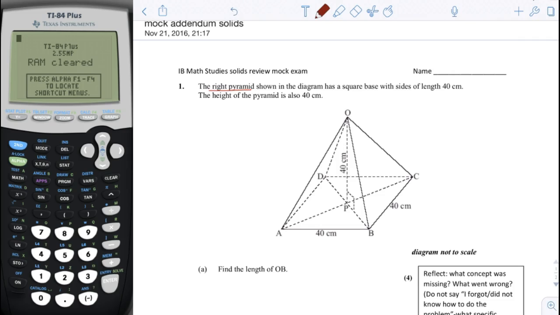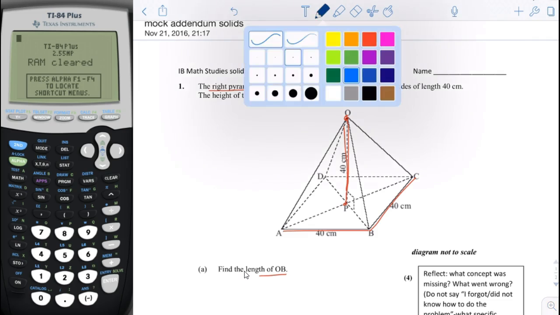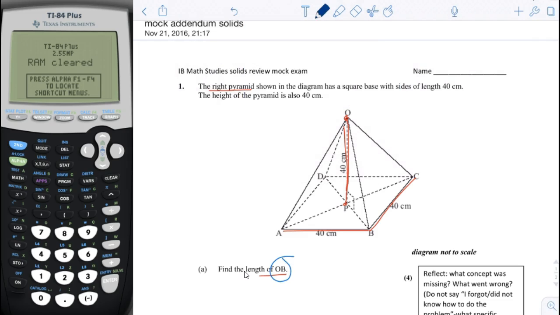A right pyramid means that the apex, or the highest point, is directly over the middle of the base. So you can see that from the diagram, even if you don't understand what right pyramid means. This is 40 centimeters, this is 40 centimeters, and the vertical height is also 40 centimeters. It says now to find the length of OB. Let's draw OB in blue. OB.